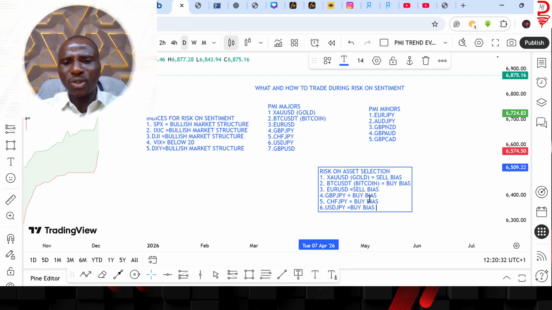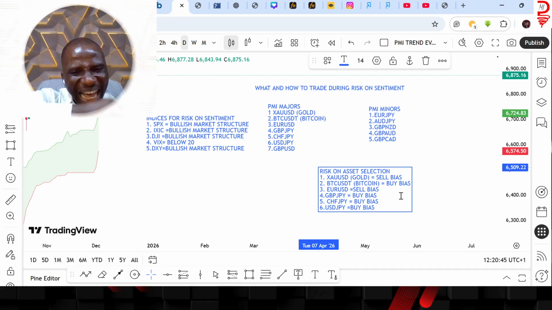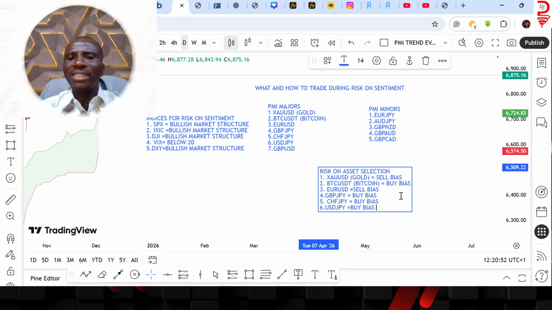This is not something you want to contend with now. When USD JPY is buying, there is what we call a drag effect in the forex market. CHF JPY too is going to enjoy the drag effect of USD JPY. The same thing for GBP JPY. Are you getting it now? So for USD JPY, the bias is still a buy.